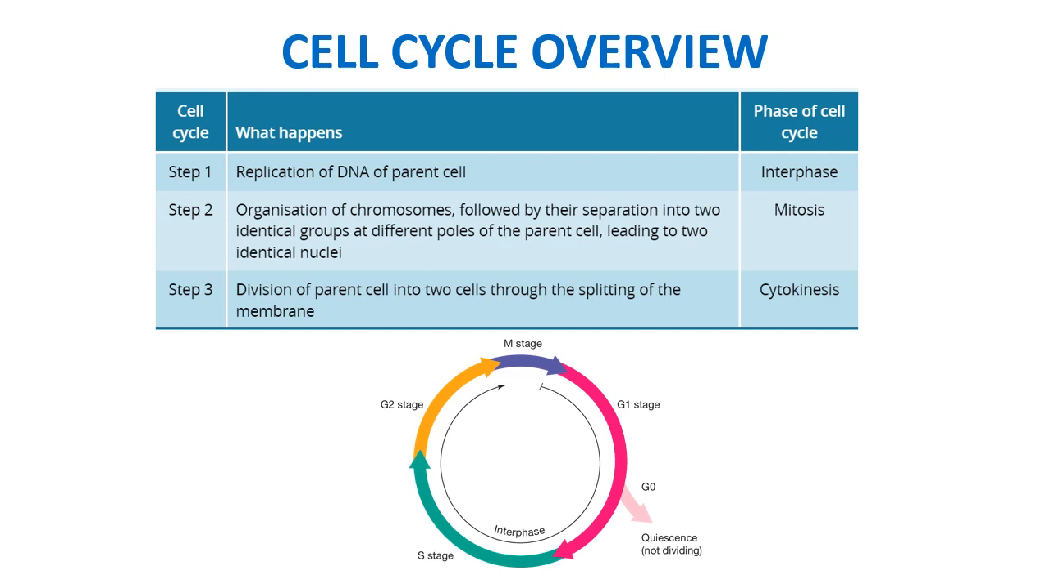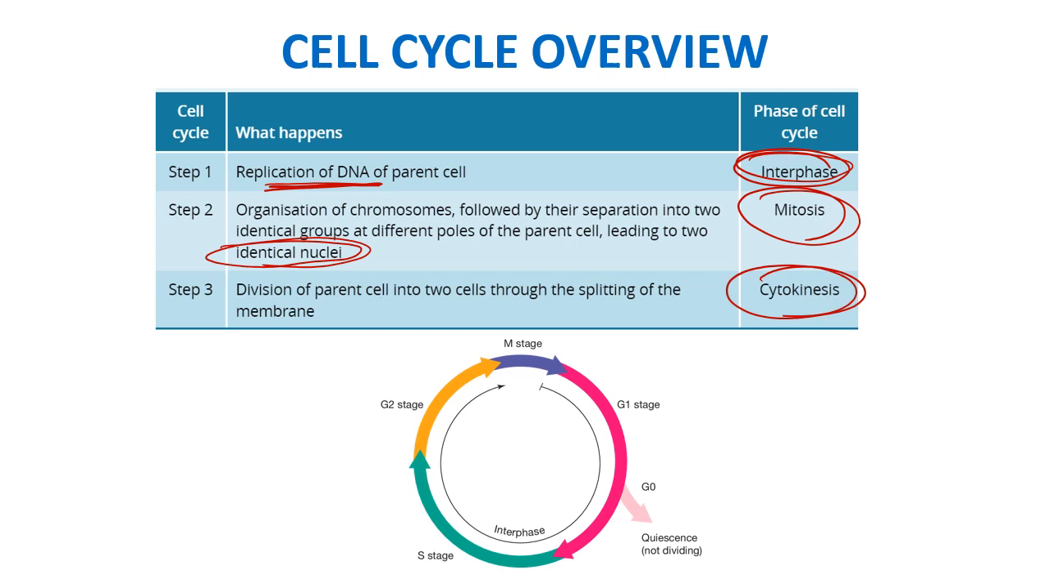So this is an overview of the 3 main stages. The interphase, the main job of the interphase is to replicate and copy that DNA, because we need 2 copies of our chromosomes if we're going to have 2 new cells. The mitosis is all about organizing those chromosomes and separating them neatly into two brand new nuclei. Nuclei is the plural of nucleus. And the cytokinesis part is the chopping the cell in two so that we have two brand new daughter cells with brand new membranes.